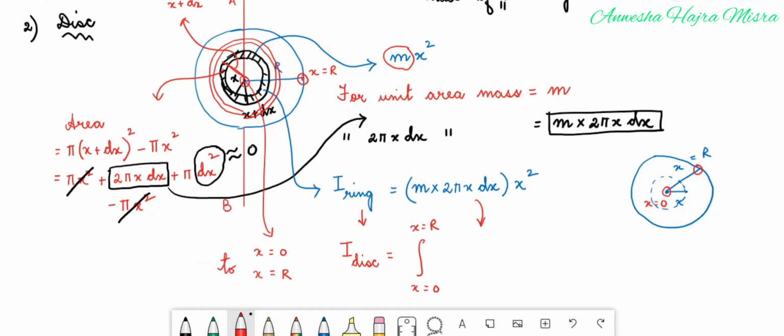So this is m into 2 pi. Here we have one x, here is an x square, so x cube dx. The constant term is taken outside: 2 pi m times the integration from x equal to 0 to x equal to r of x cube dx.